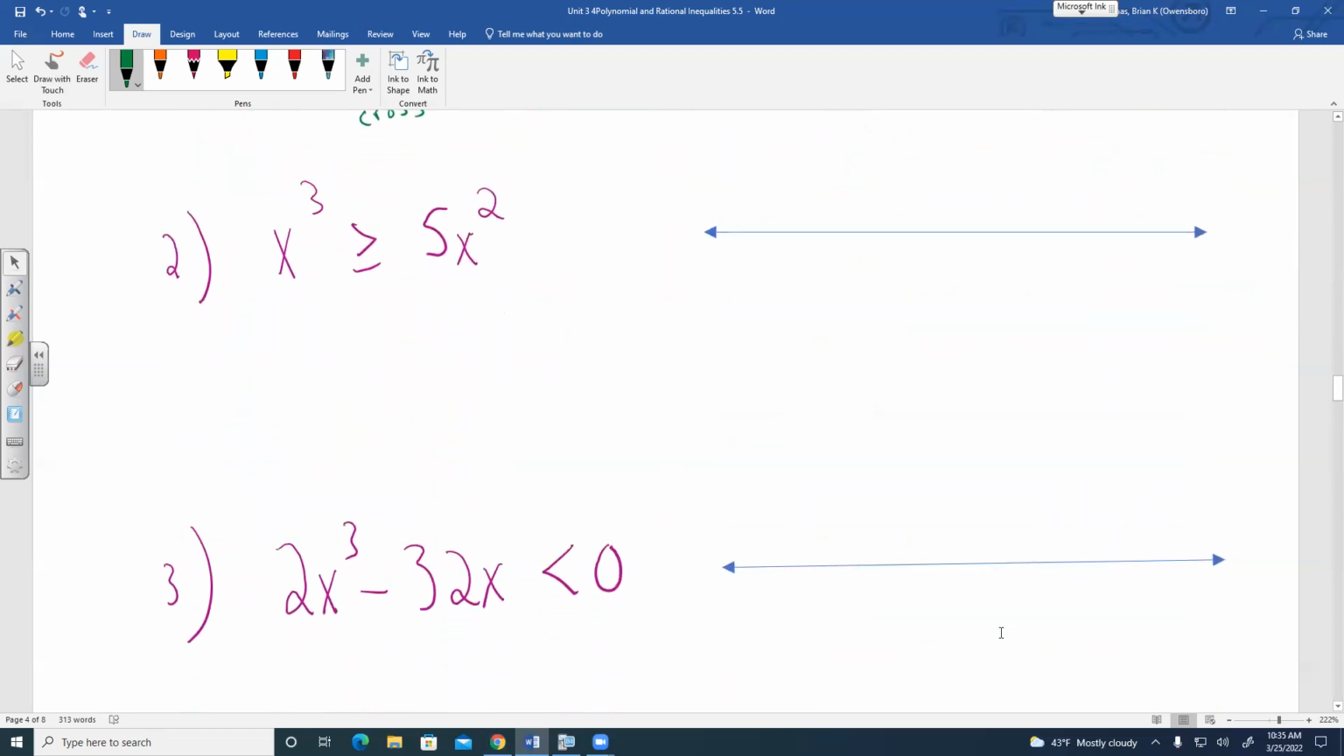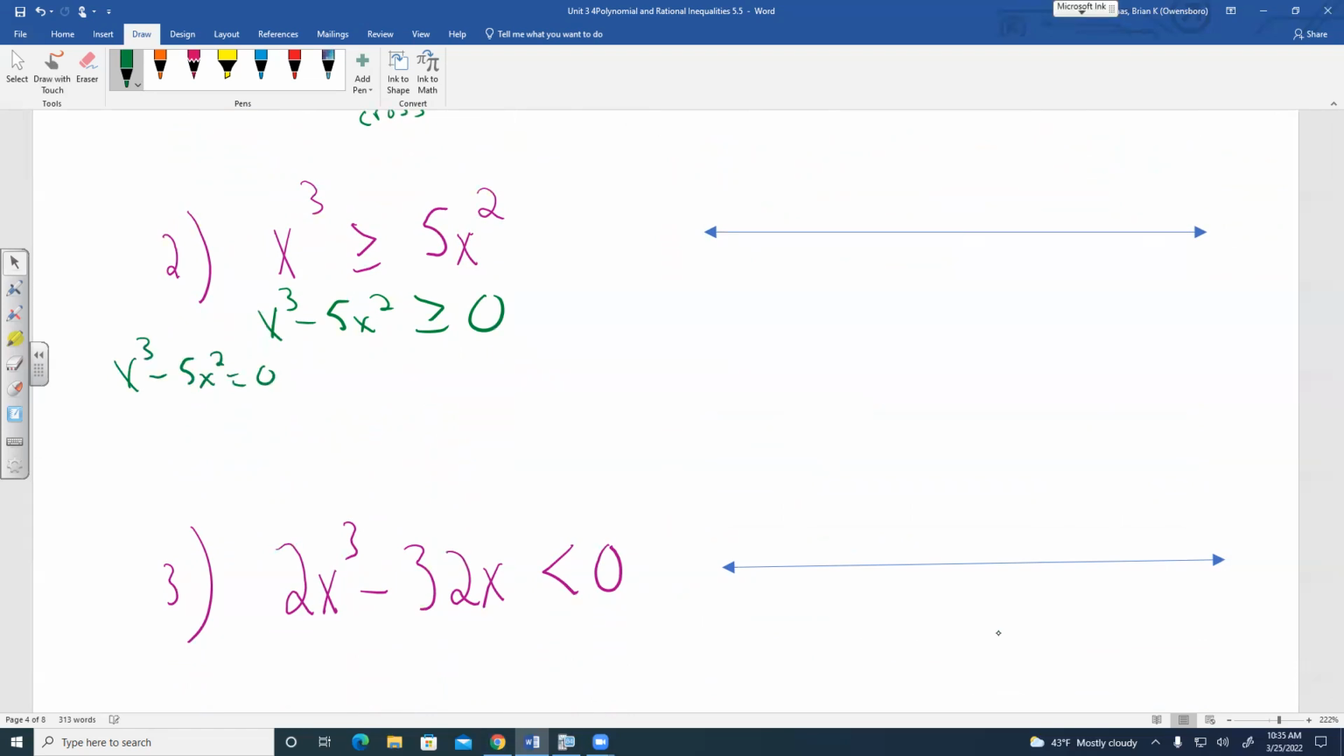So if I look at this example here, we have x cubed is greater than or equal to 5x squared. Again, to set this to 0, we move the 5x squared over. So I have x cubed minus 5x squared is greater than or equal to 0. So again, this strategy is to set this equal to 0 to find the zeros.